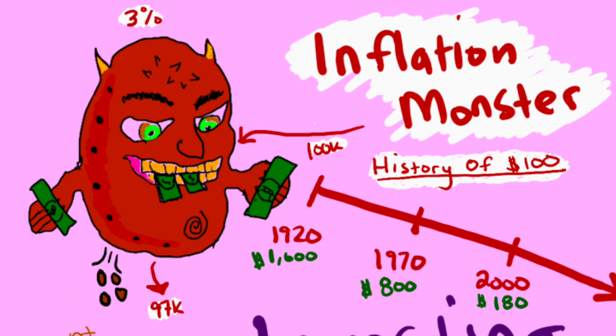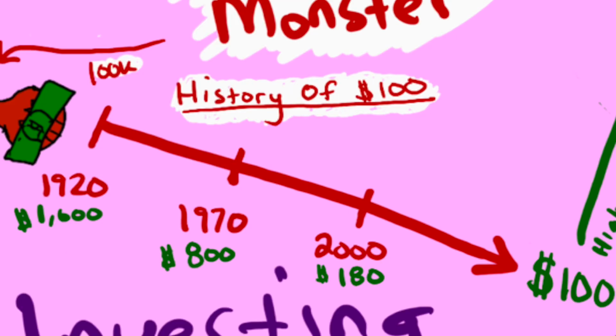Now let's look at a history briefly of the power of $100, the purchasing power. $100 of today's money back in 1920 was worth $1,600. $100 back in 1970 could get you $800 worth of stuff. And $100 today back in 2000 could get you $180 worth of stuff. As time goes on, the power of the dollar itself and the power of its value slowly depreciates.